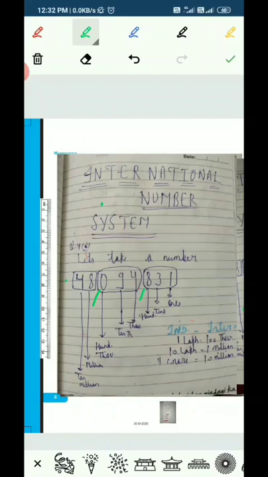First, you have to write the place values in international number system. Then you have to insert the commas and then read the number. So this was the case of an 8-digit number, and in an 8-digit number the values were going up to 10 million. What if there is a case of a 9-digit number?